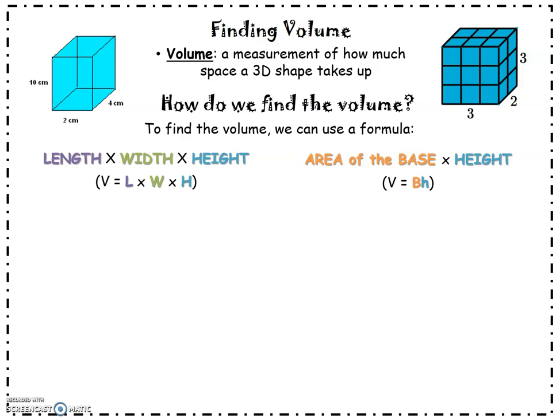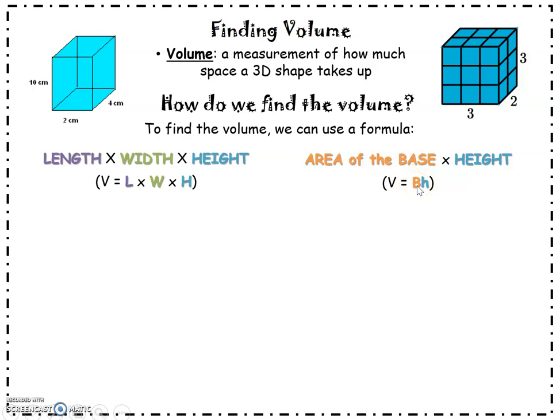Now let's pause here for a second and talk about why this makes sense. I know volume is a measurement of how much space a 3D shape takes up. So in my first formula, that makes sense because I have three dimensions: length, width, and height. But in my second formula, sometimes fifth graders ask me, well, wait a second, don't I need to be measuring three dimensions? I only see two things, the area of the base and the height. Well, that makes sense because the area of the base is length times width. So these first two dimensions are hidden inside this capital B.